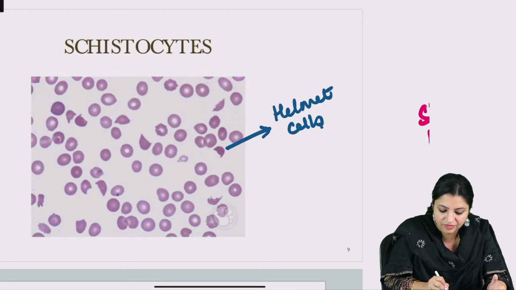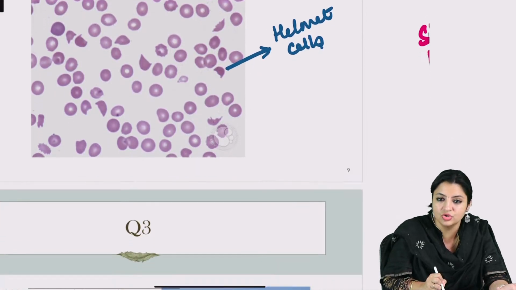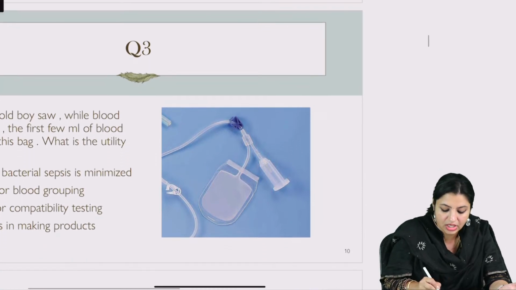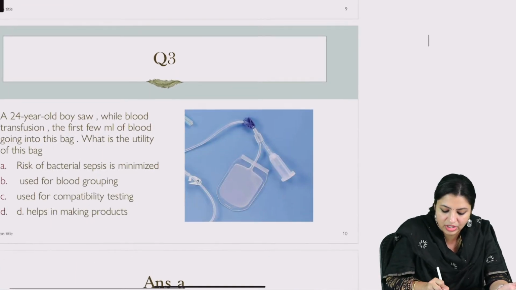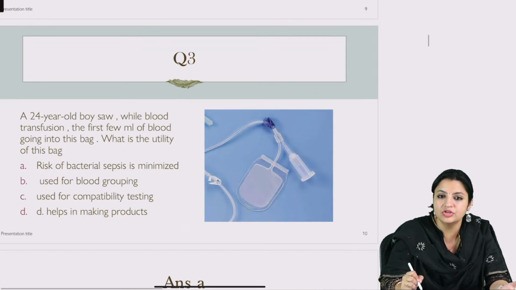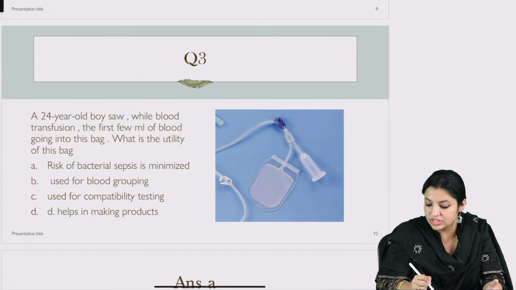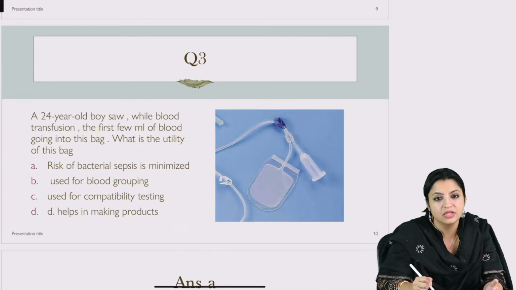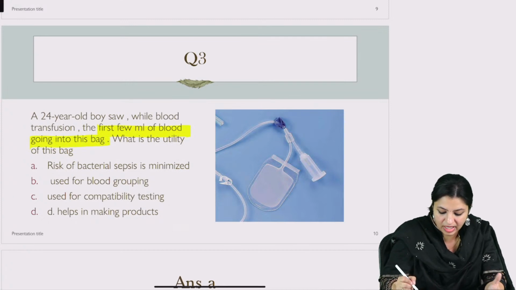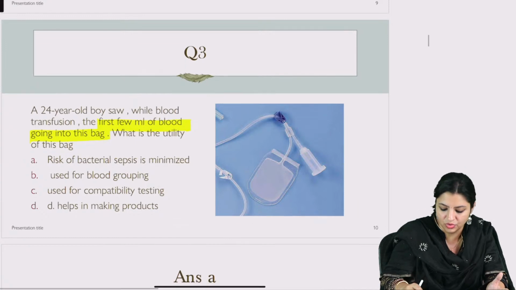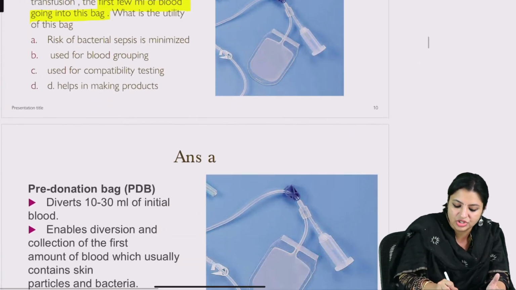So this is a 24-year-old boy, and he saw that while he was giving blood for transfusion, the first few ml of blood was going into this bag. What is the utility of this bag? Anybody who can answer this question? What is the utility of this bag, guys? Yes guys, very good. This bag is a very important bag into which the first blood usually goes. This is called the pre-donation bag, guys.